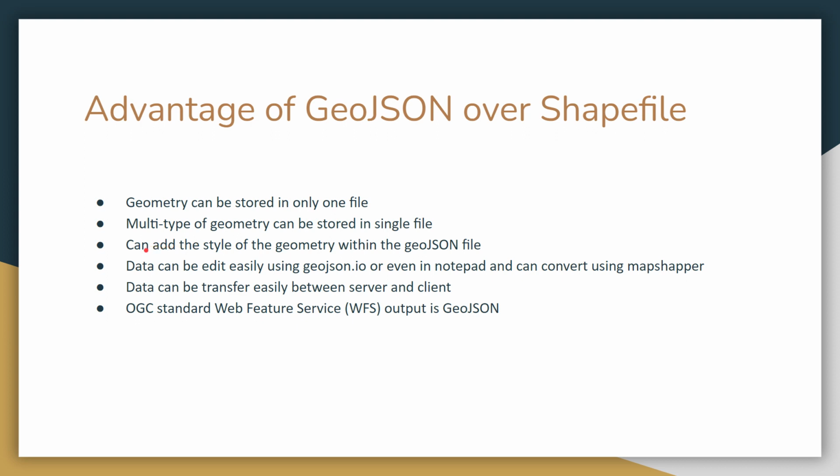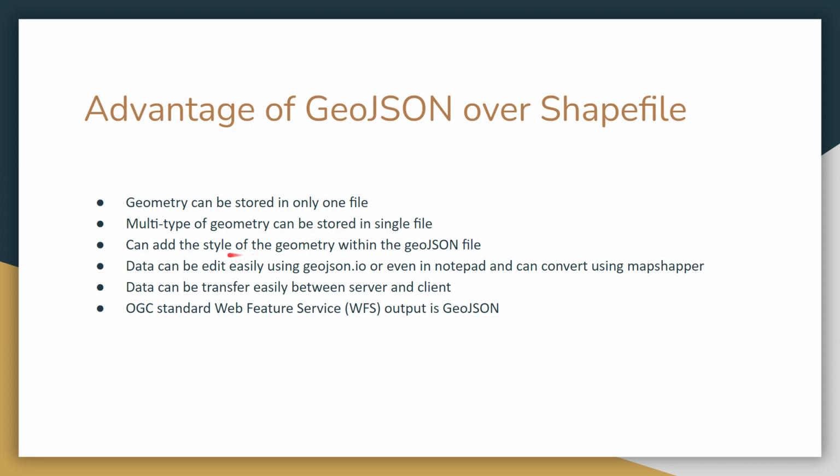So the advantage is that the style can be added to the geometry within the GeoJSON file. We can specify the style of the feature, like how this feature should appear in the web map application, like the color of the line, the color of the polygon, fill color, stroke width, etc. We can specify these inside the GeoJSON file, but for a shapefile, we cannot do that.